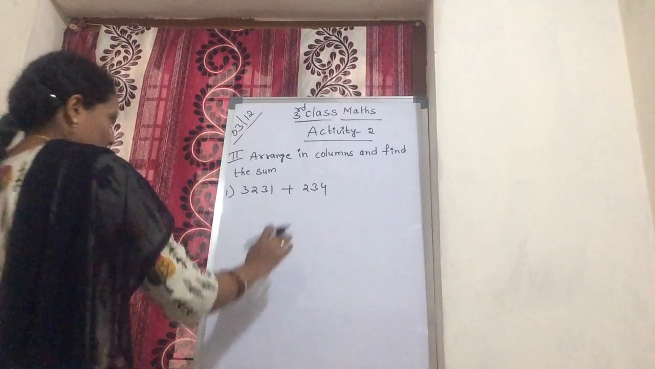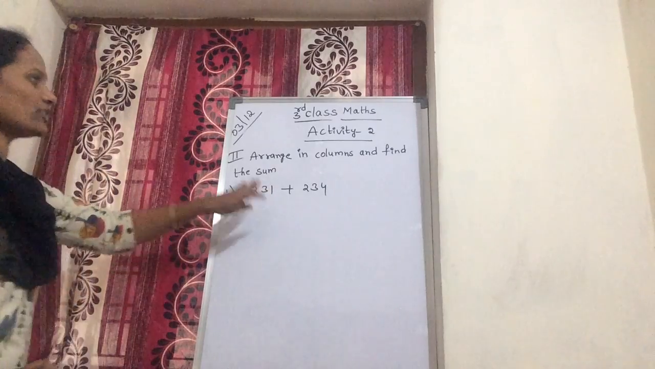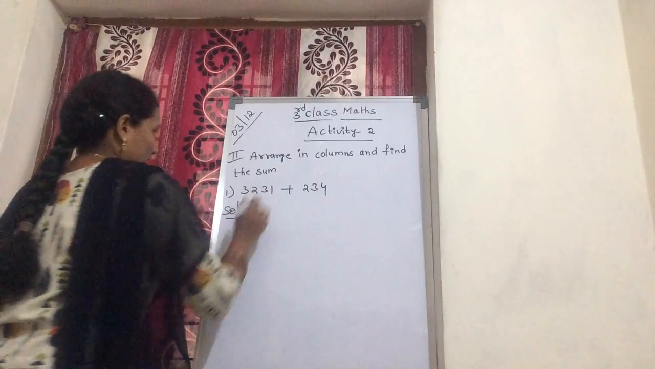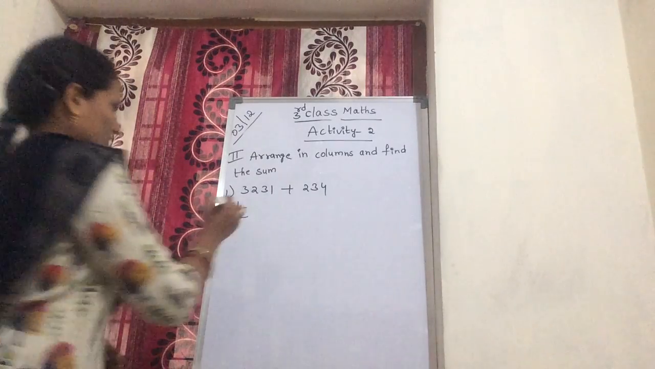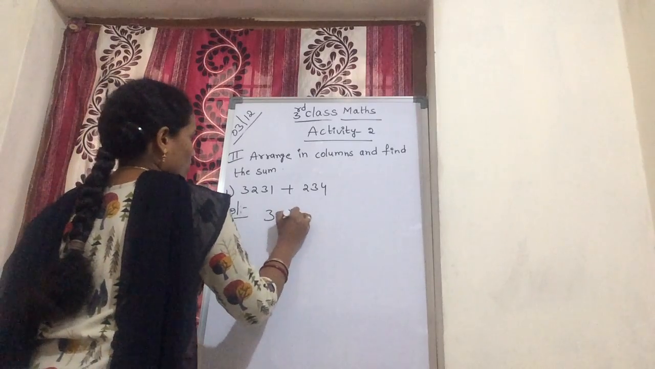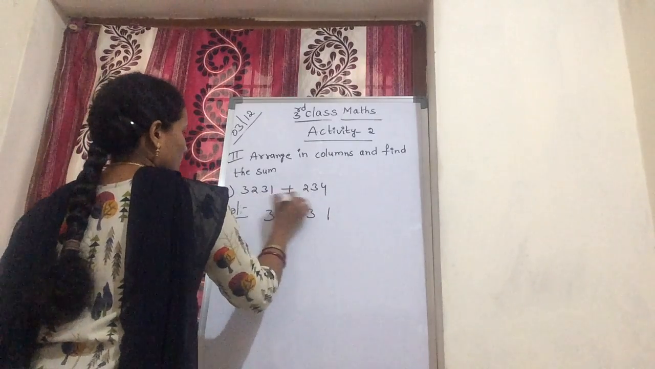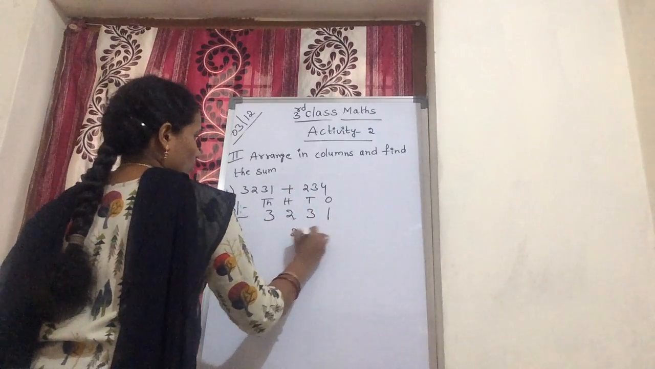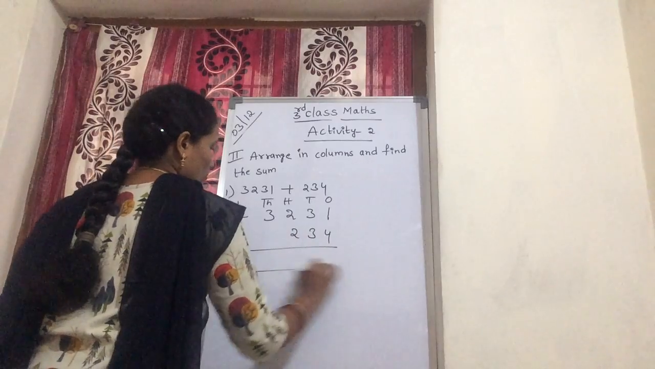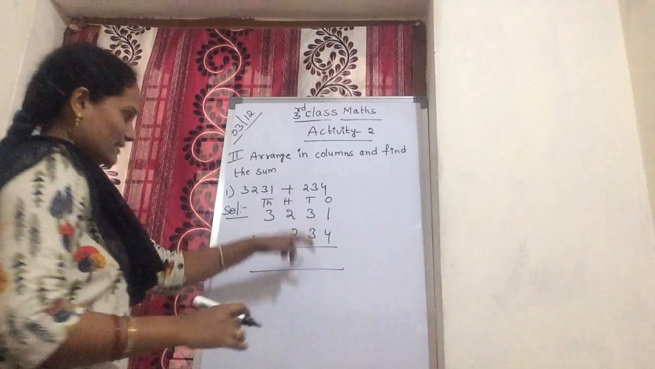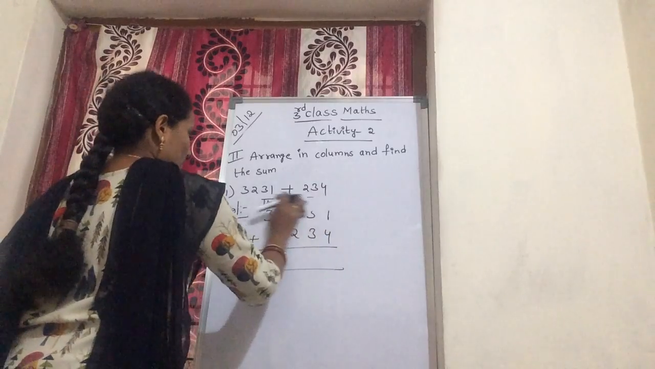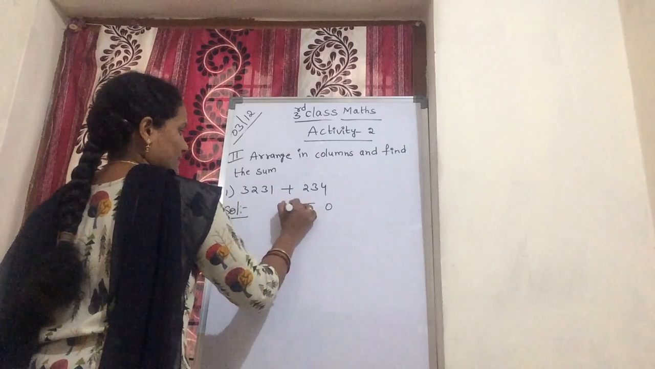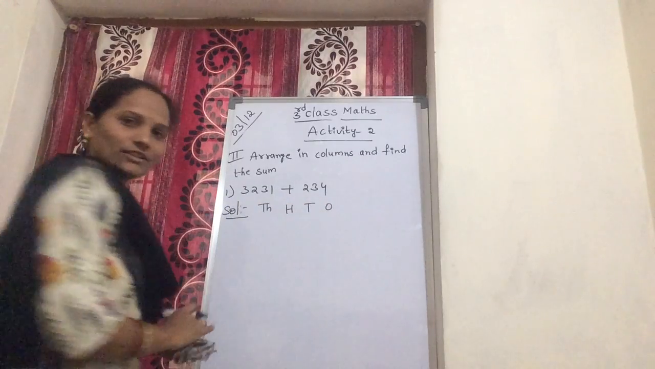Now the row method. This is arranged in columns and then added. First you arrange the row in columns. What is our number? 3231: thousands, hundreds, tens and ones. The second number is 234. You should write ones under ones, tens under tens. First write the place values like this: ones, tens, hundreds and thousands.